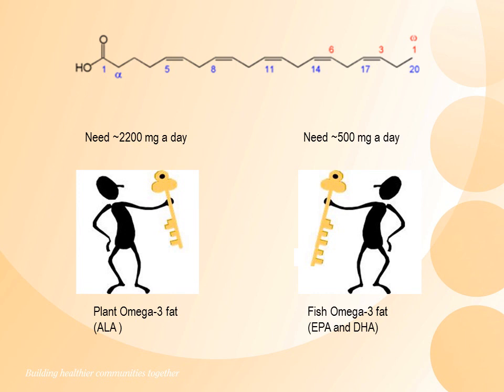Because of that, both omega-3s and omega-6s are essential, meaning your body cannot make them. You have to get them from your food somehow. So that's all it means. Omega-3, 1, 2, 3 from the end, that's where the first bend is.